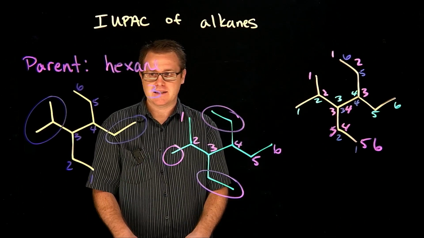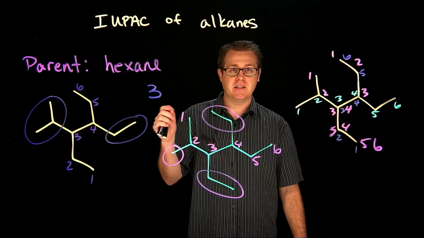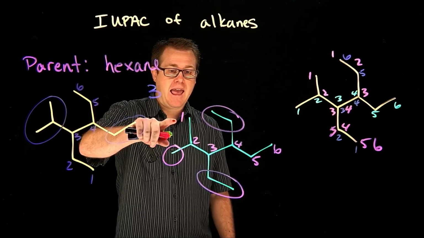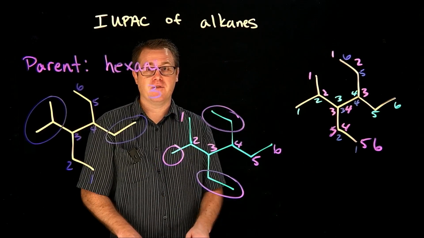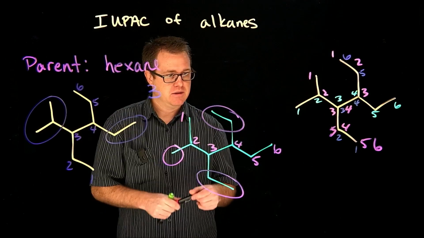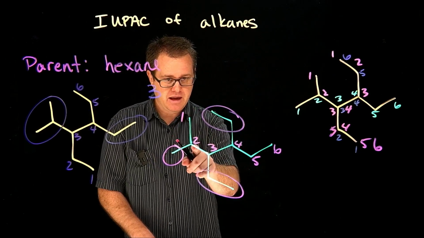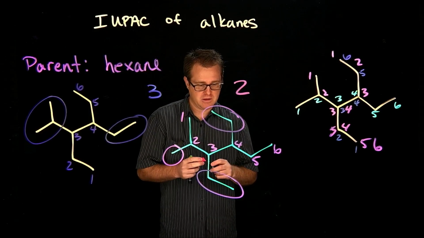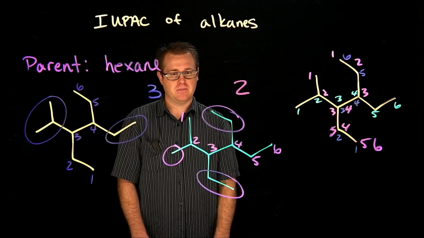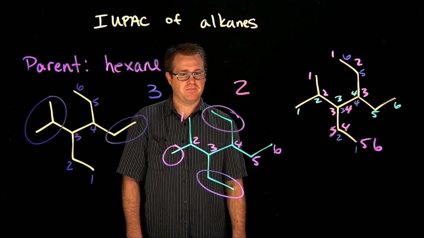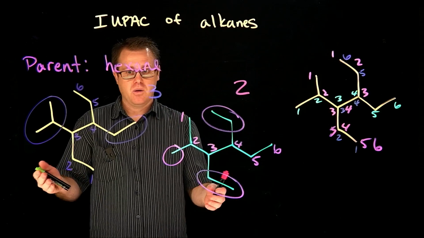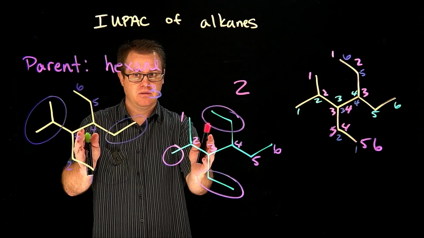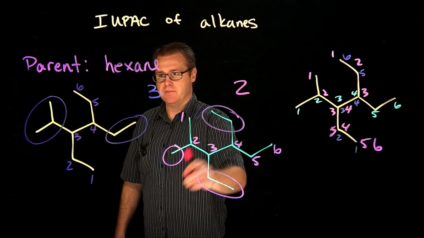The rule states that you want to find the longest continuous path, or the parent, and you number in such a way that you get the lowest number at the first substituent that you bump into. So if I number it this way, I get a methyl at carbon 2, like that. So compared to these two, this one wins, right?